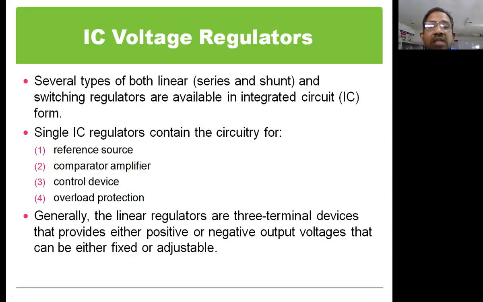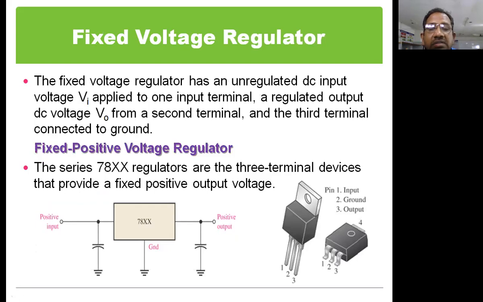Usually these IC voltage regulators come as 3-terminal devices that provide either positive or negative output voltages, and they can be either fixed or adjustable voltage regulators. The pictorial representation of the regulator is like this. Three terminals are taken out from the regulator: one for the positive input, one for the positive output, and the next one is the ground. A fixed positive voltage regulator is going to be like this, which is the 7800 series.